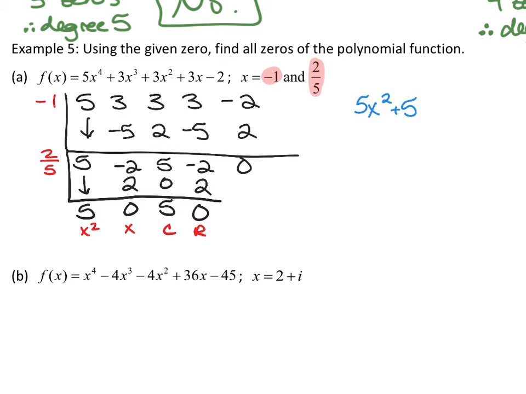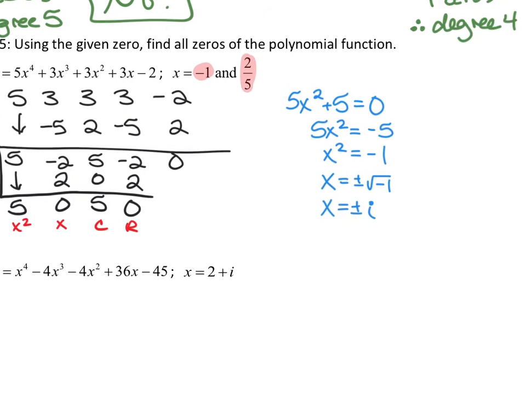Now, that's nice, but I actually need to find out what the zeros of this irreducible quadratic factor are. If you have a binomial, you can solve by square rooting this. Solve for x like normal. So we're going to subtract 5 from both sides. We're going to divide by 5 on both sides. We're going to square root both sides. And hopefully you remember that the square root of negative 1, that's i.